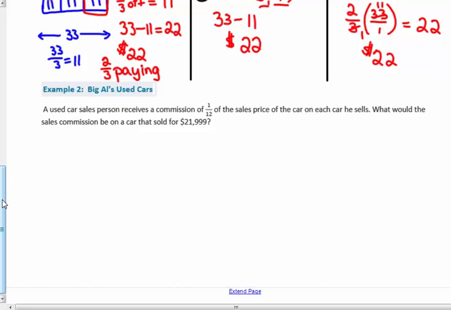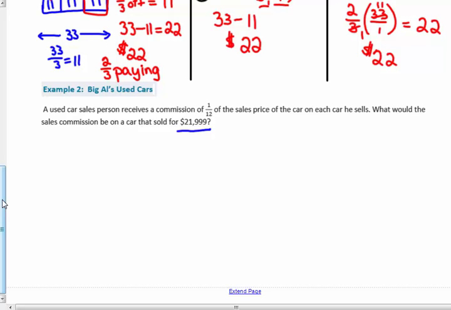Well, this is the sale price. The car sold for $21,999. The salesman gets 1/12 of that. I could bar model this, draw a big long bar, take 1/12 of it off. I could do that. I could do this method two way and say, oh, well, I'm going to get 1/12 of this. What is his commission?